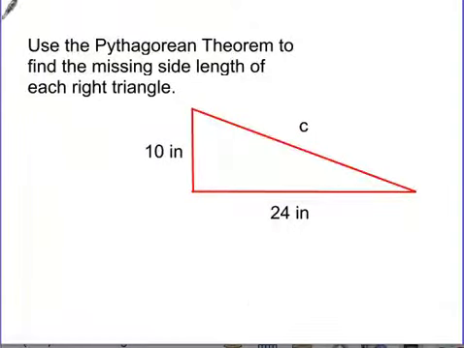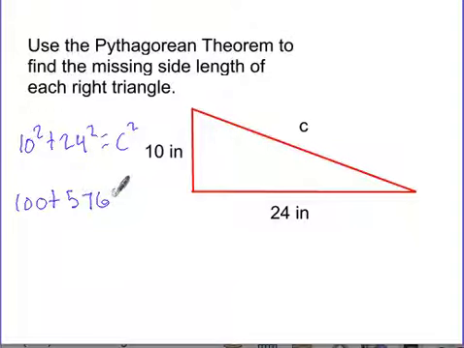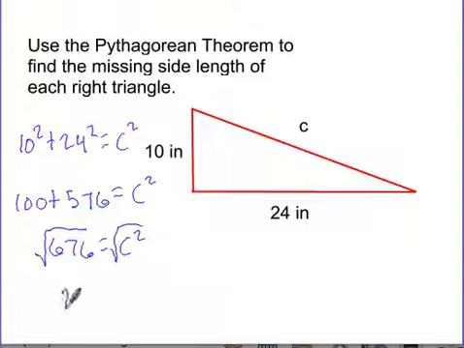Couple more examples like these. Pythagorean theorem. All right, so what are we going to have? Set it up. 10 squared plus 24 squared equals c squared. So 100 plus 576 equals c squared. 676 equals c squared. Square root of both sides. 26. So 26 equals c. 26 inches.